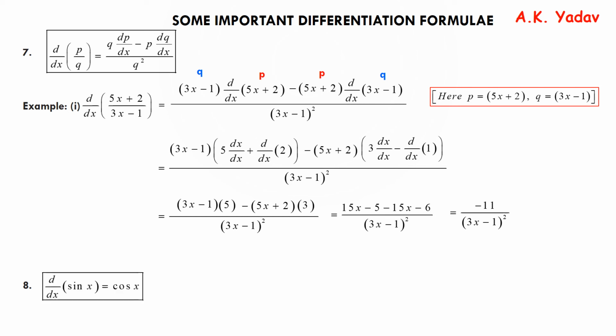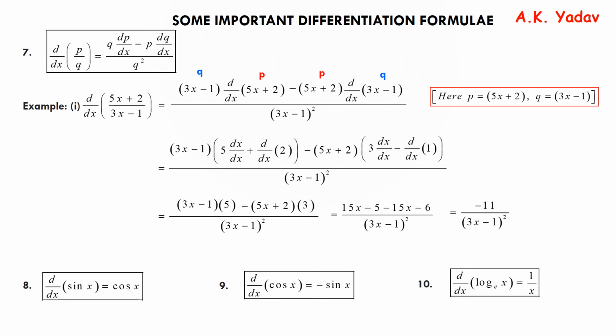The eighth formula is d by dx of sine x is cos x. Ninth is d by dx of cos x is minus sine x. And that last one, d by dx of log of x, where the base is e, is 1 by x.